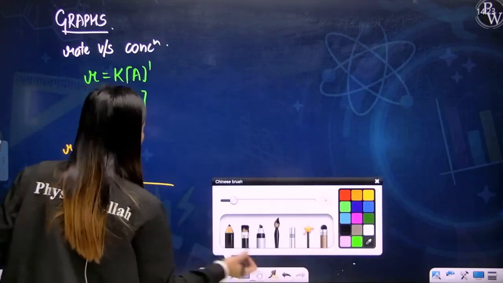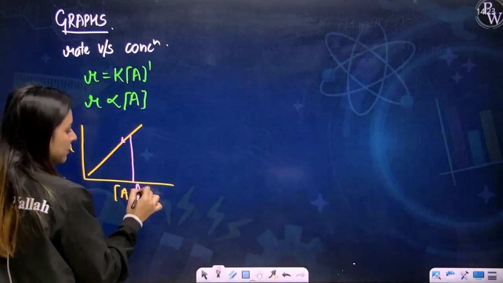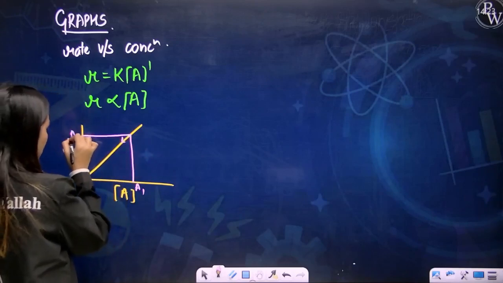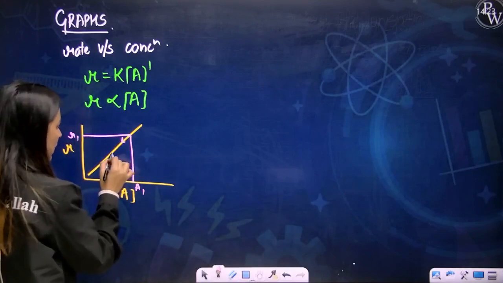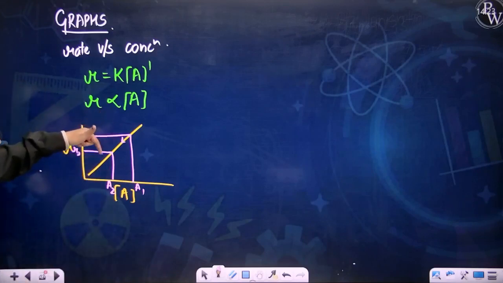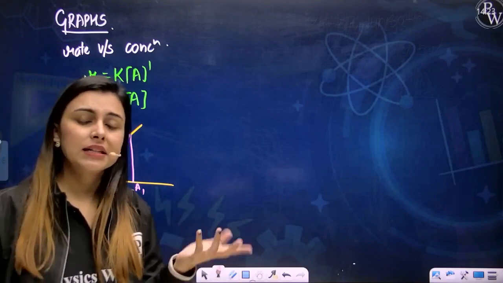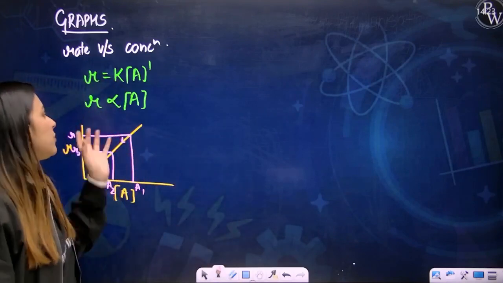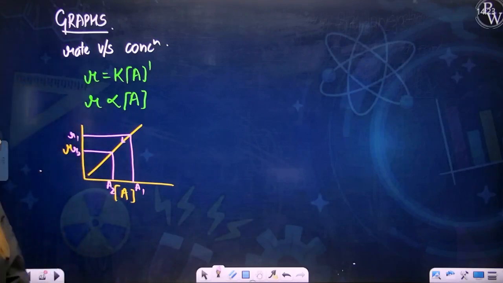And this means that whenever the concentration decreases, see here, this would be rate 1, right? Let's say this is A2. This would be rate 2. As your concentration of reactant is decreasing, your rate of reaction is also decreasing, right? So we can say that the rate is directly proportional to the concentration of the reactant. Perfect, my dear students. You can pause the video, write this graph, because you will be asked questions related to graph a lot of times.